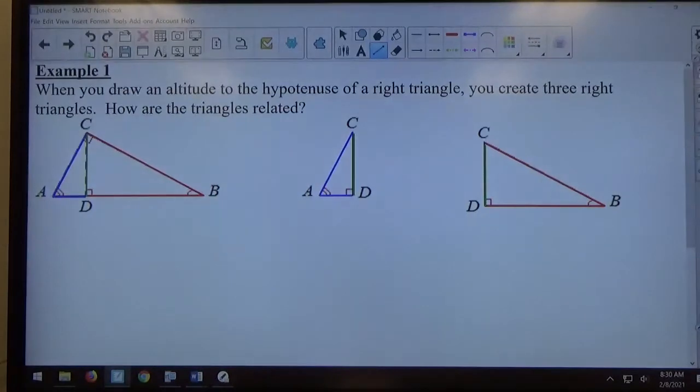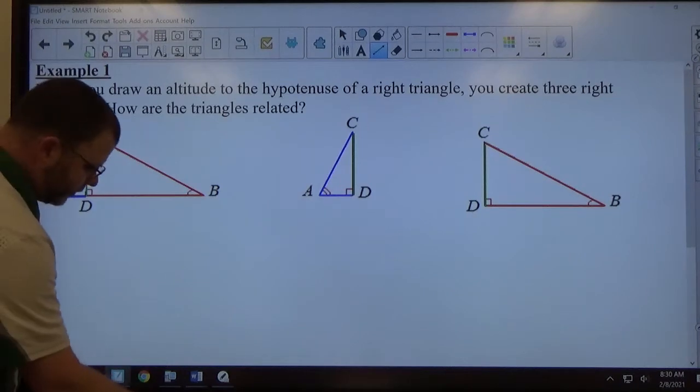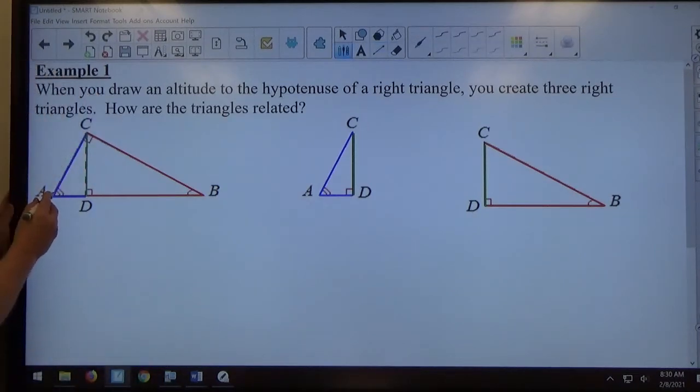So we draw this altitude in, CD, and we create three right triangles altogether. We got the main right triangle, ABC. We have the small one on the left, ACD, and the small one on the right, BCD, all right triangles. All right, now, we already know that this angle is not the same as that angle, but we know that both of these angles here are right angles, right? Right angle there and there.